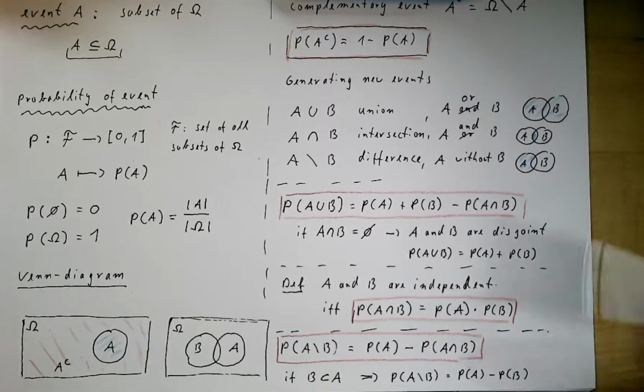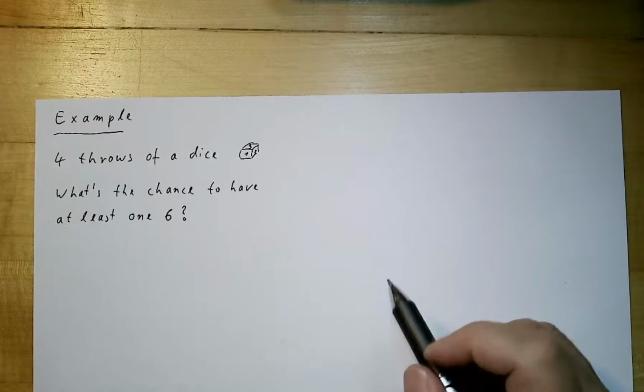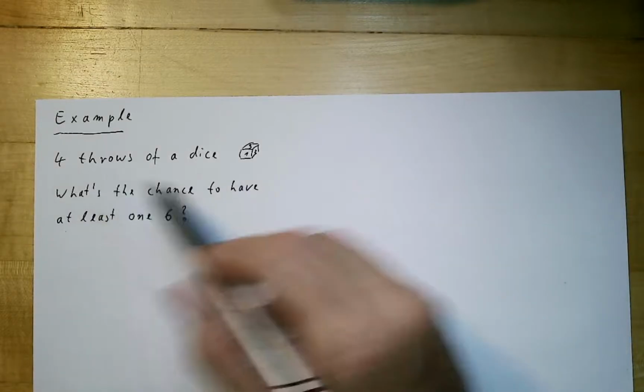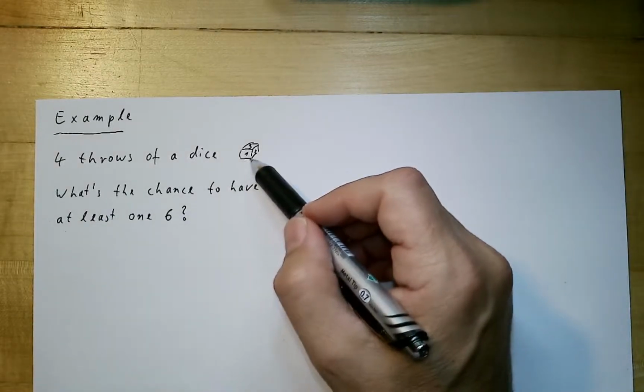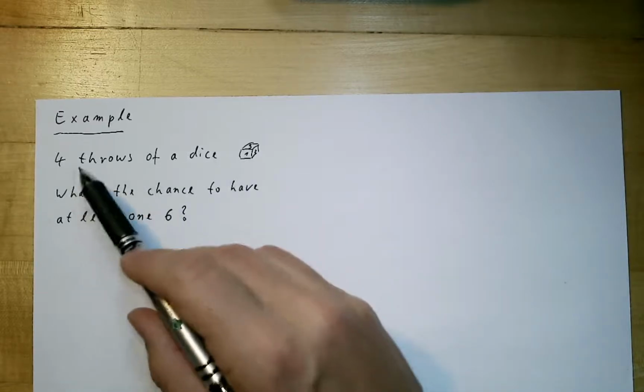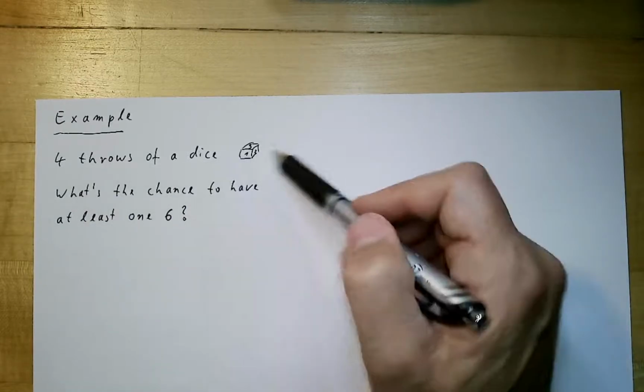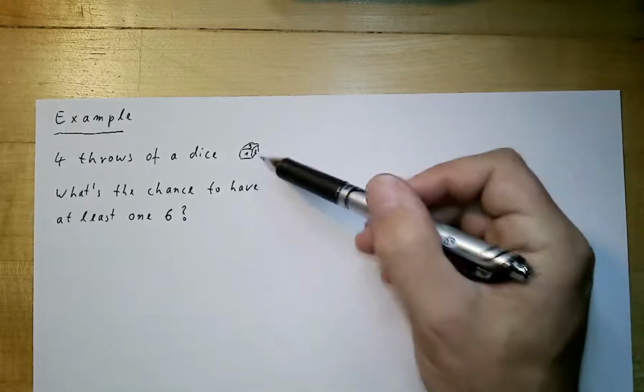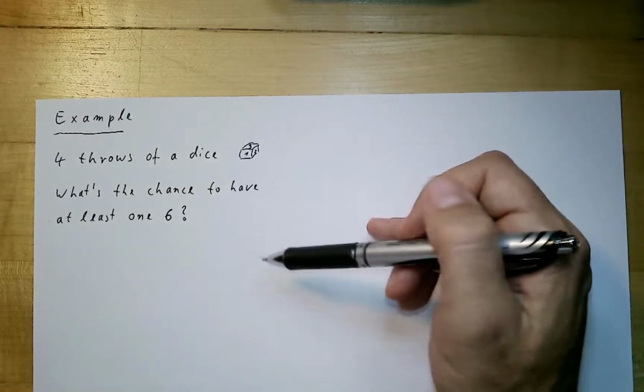But basically I assume you have seen this already. Let's give you just one example. Take this example, which comes from throwing dice in a board game. You have 4 throws of a dice. What's the chance that at least once you have the number 6?